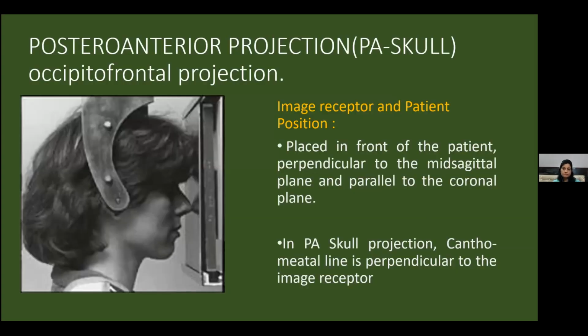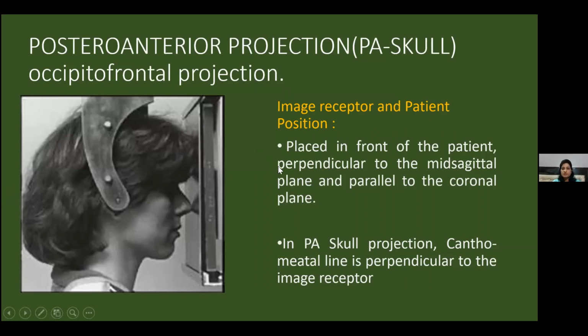Now we come to PA skull. What plane projection is it? Which plane? Coronal. Coronal or frontal? Right, frontal. So if it is a coronal plane projection, the image receptor has to be placed in front of the patient, so X-rays are coming from posterior. That is why it is called a posterior anterior projection. So PA skull is also called an occipitofrontal projection, a frontal projection, or a coronal projection.